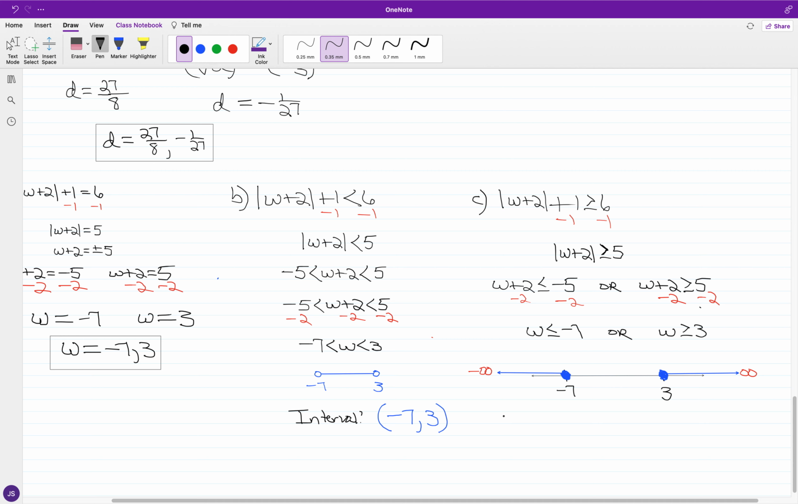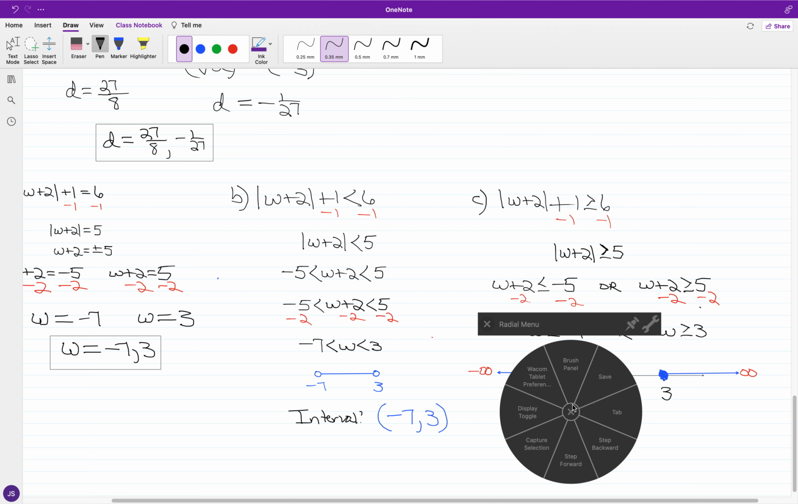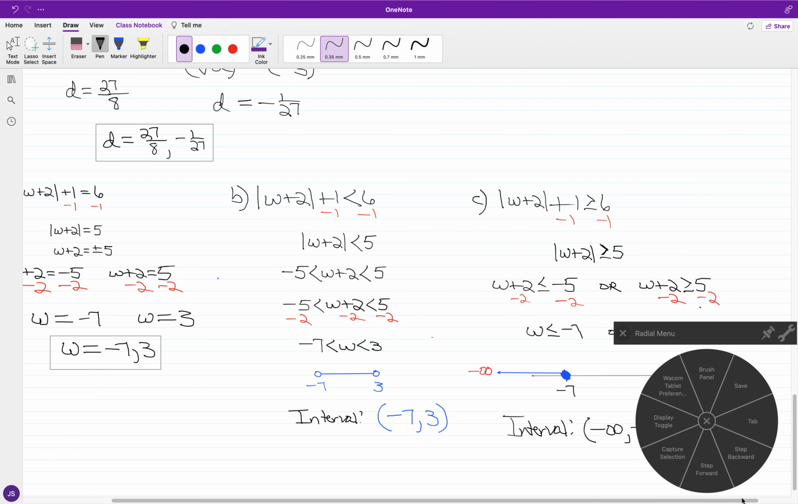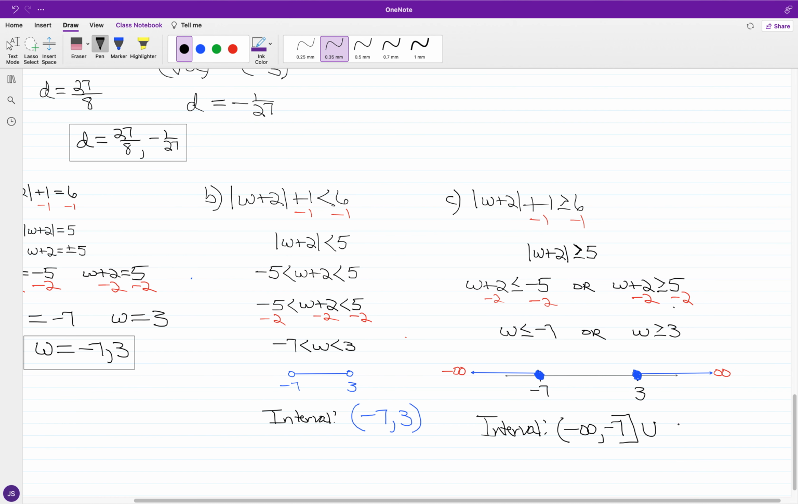And for the interval solution, you're going to have, again, from negative infinity approaching and including -7. We also have another interval section, so we're going from and including 3, and going out to infinity. So that would be the interval solution for the case of part C.